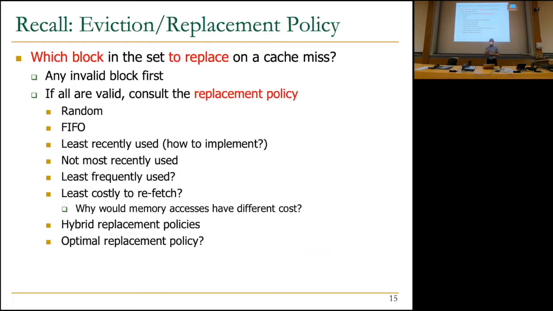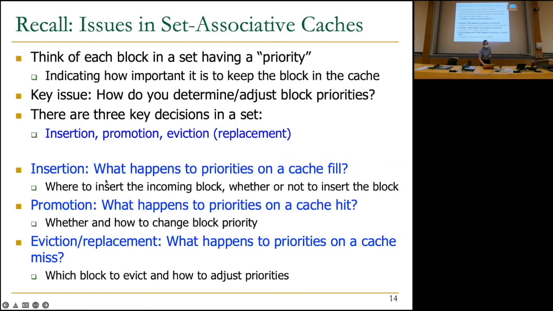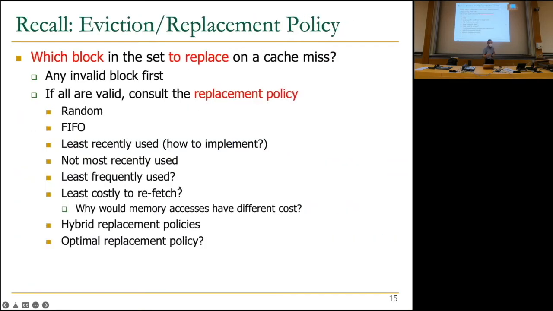This was the last slide we looked at last time. We were discussing which block you replace on a cache miss. We're just looking at eviction or replacement, but we may assume some things about the other two issues, insertion and promotion, also. When I talk about least recently used in a little bit, I'm going to assume that you have an ordering across the blocks that tells you exactly which block is the least recently used, which is the most recently used, and the order of the recency of use of the blocks.